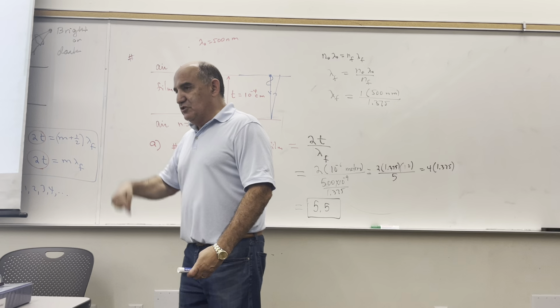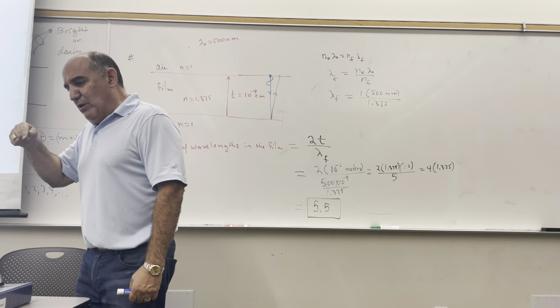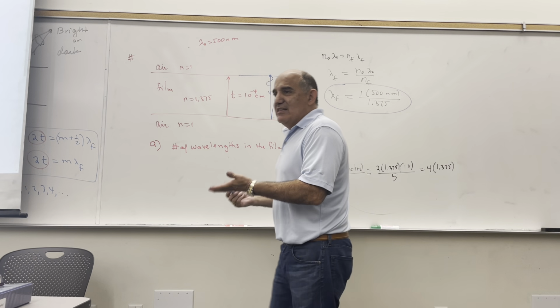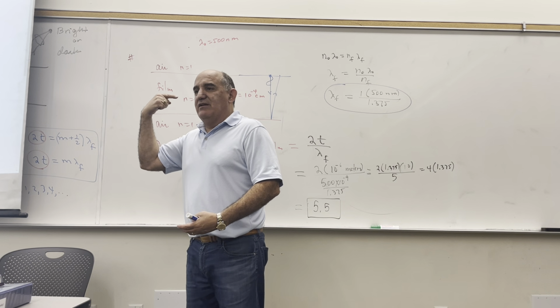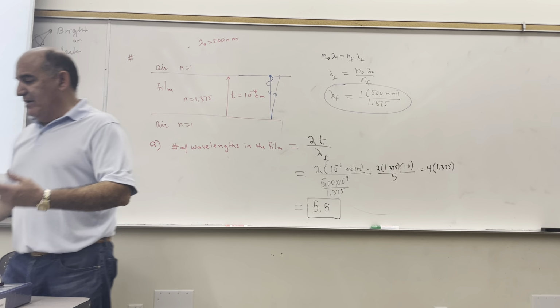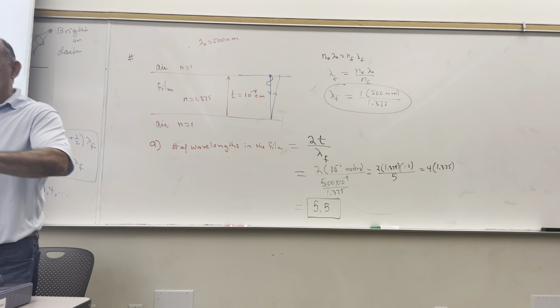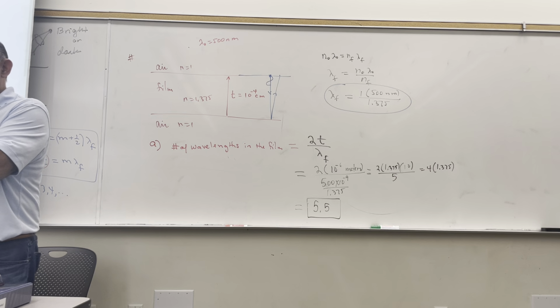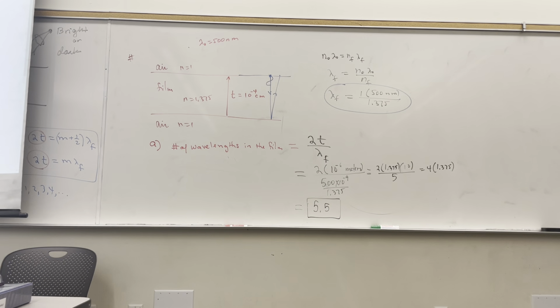The length is 2t, but each wavelength has a length of this. So how many would I fit in there? Well, it's the total length 2t divided by the wavelength. It's just as simple as that question. It just sounds difficult, but it is as simple as that.